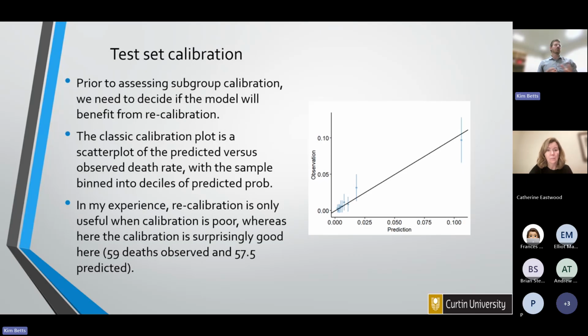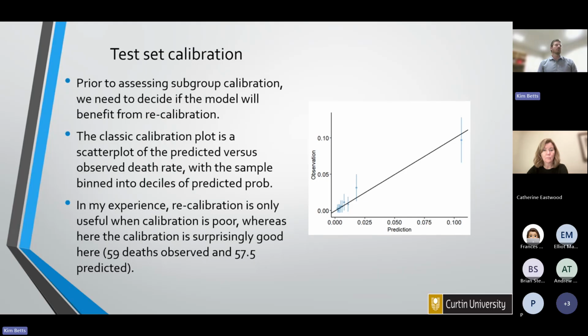The last thing I want to talk about, and then we're pretty much at the end of this, is calibration and the role that plays as well. We have to assess subgroup calibration, and I'll make it clear what subgroup calibration is in a minute. But before we assess subgroup calibration, we need to decide if the model would benefit from recalibration. The simplest type of calibration is Platt rescaling, but there are other methods now as well.